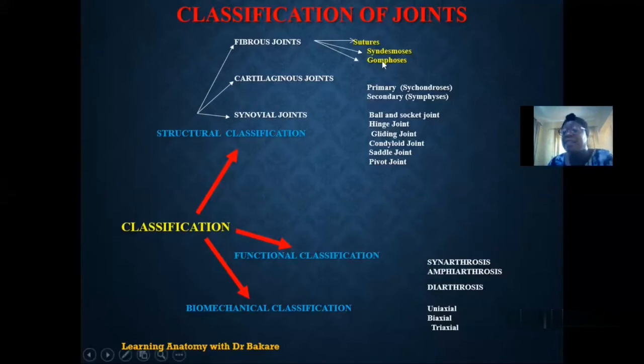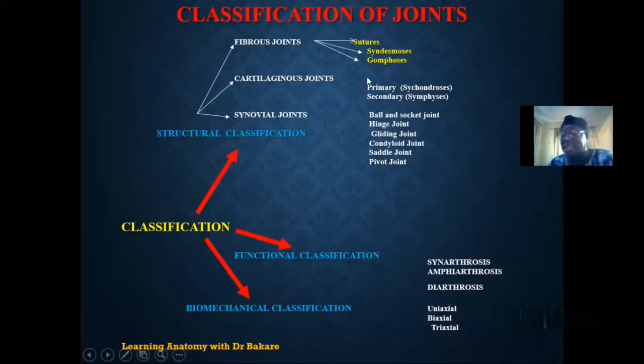And that is where we have gomphoses, where fibrous tissue is used to connect the root of the tooth with the socket, or the alveolar process that is created on the maxilla or the mandible. These are the subclasses of the different types of fibrous joints that we have.